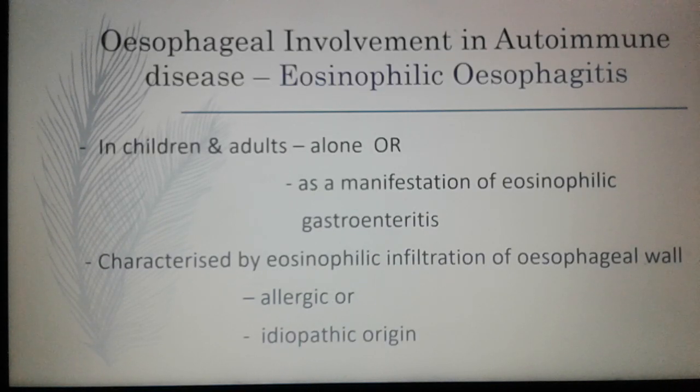And finally, among the disorders affecting the body of the esophagus, we have the fourth condition, that is eosinophilic esophagitis. In children and adults, this eosinophilic esophagitis can present alone, or sometimes it could be a part of eosinophilic gastroenteritis. This is the characteristic finding from the esophageal wall, that is eosinophilic infiltration. As far as the etiology is concerned, it could be allergic or sometimes idiopathic, no known cause.